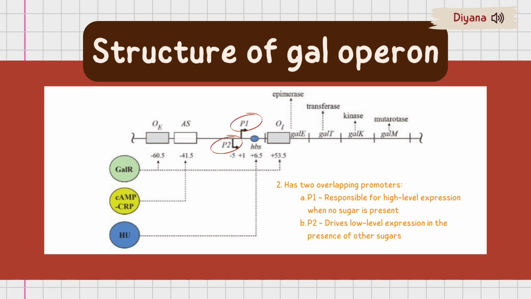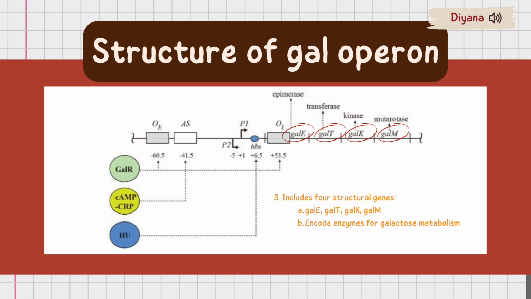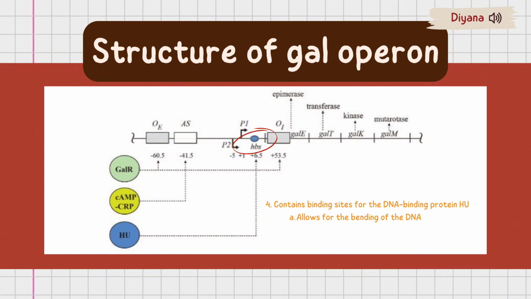The operon also has two overlapping promoters, P1 and P2. P1 is responsible for high-level expression when no sugar is present, while P2 drives low-level expression in the presence of other sugars. Each promoter responds to different regulators for coping with physiological needs, as enzymes encoded in the gal operon are needed for both catabolic and anabolic metabolisms. Then, the gal operon also includes four structural genes, which are GAL-E, GAL-T, GAL-K, and GAL-M, that encode enzymes for galactose metabolism. It also contains binding sites for the DNA binding protein HU, which is called HBS.